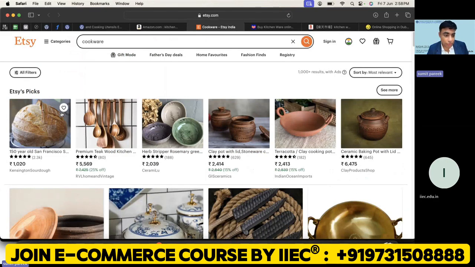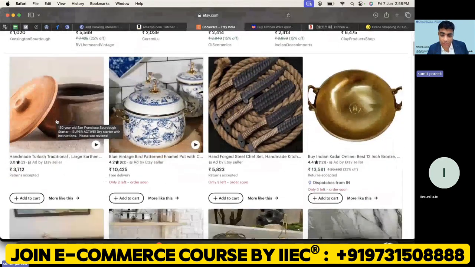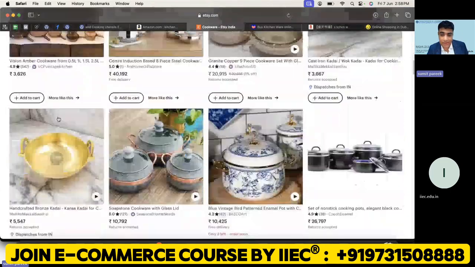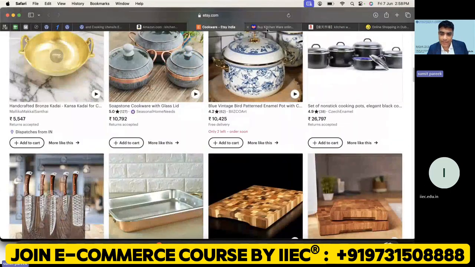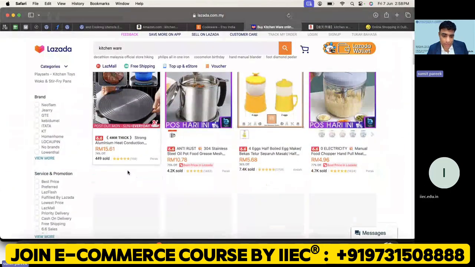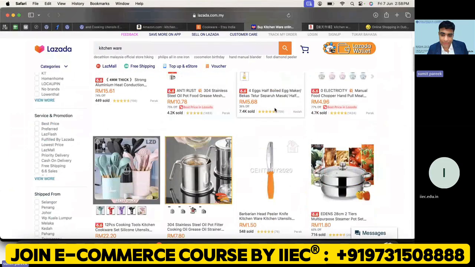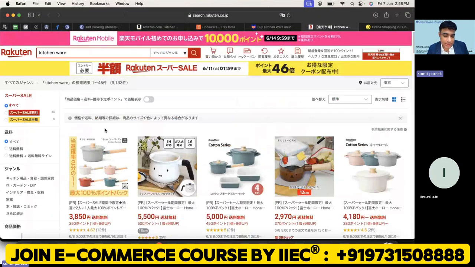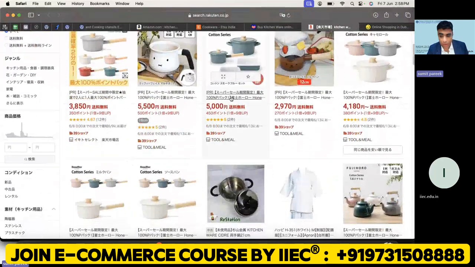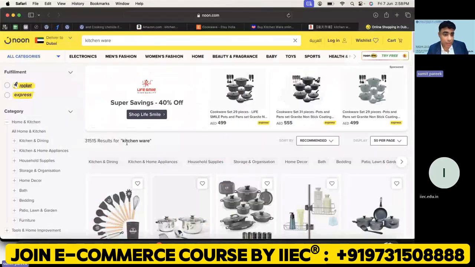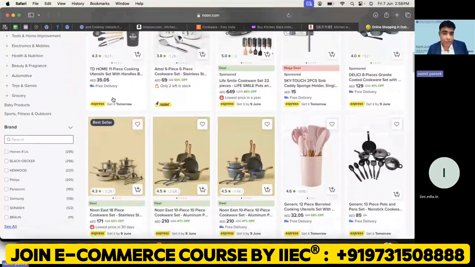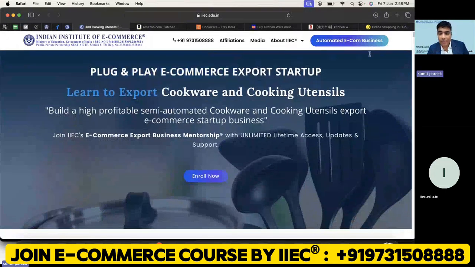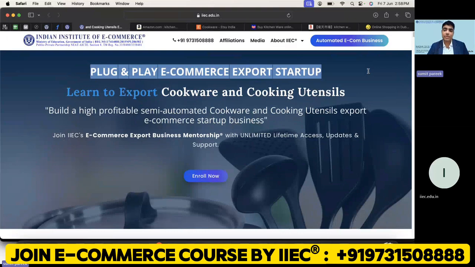Same if you search for cookware, you can see so many products listed on Etsy.com. And let's see the Lazada Singapore website. Here also you can see so many sales, 7,400, 4,700, all that. This is Rakuten, Japan's website, and here also you can see these cookware and kitchenware products listed. So the whole idea of showing you all this is that I am providing you with a plug and play, ready-made e-commerce export business opportunity.